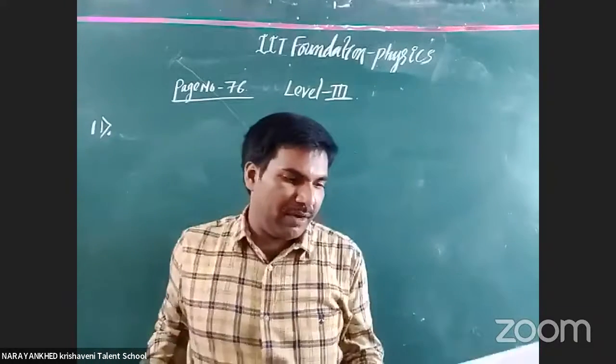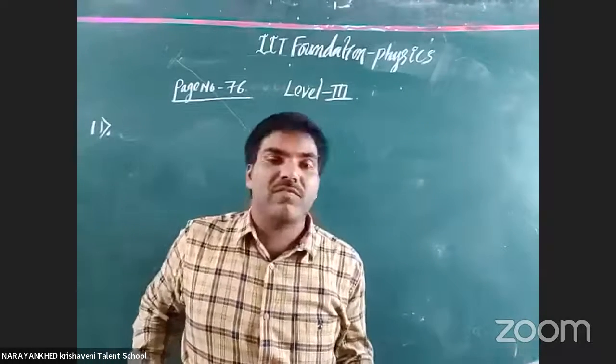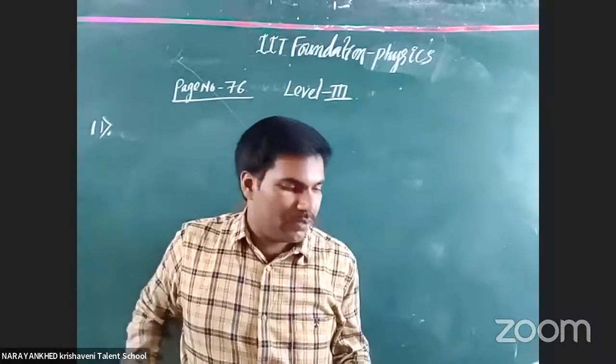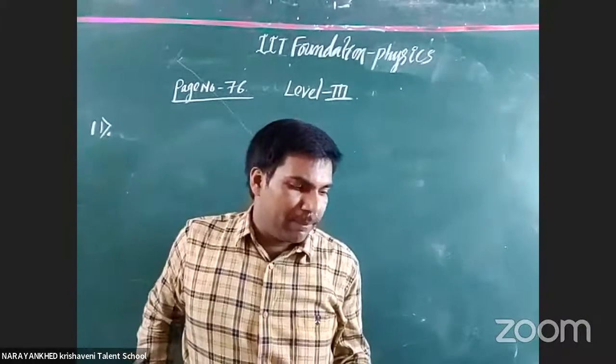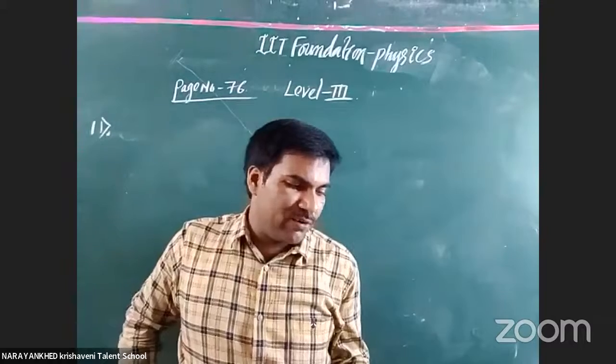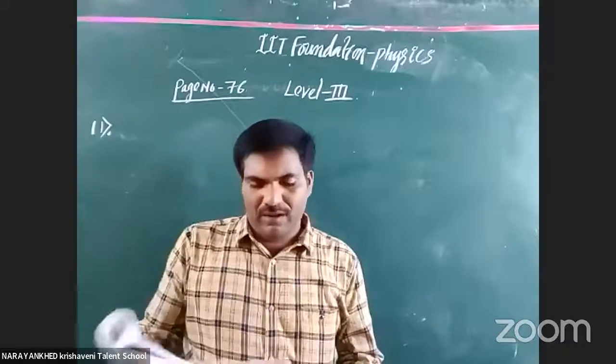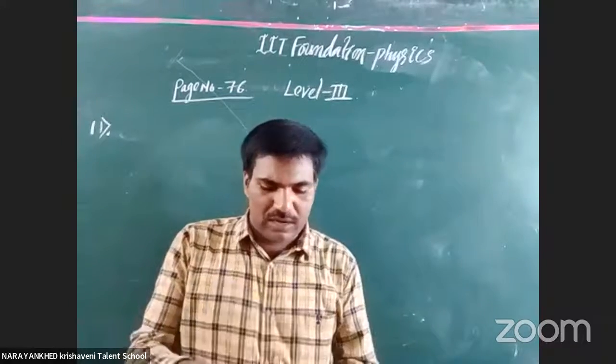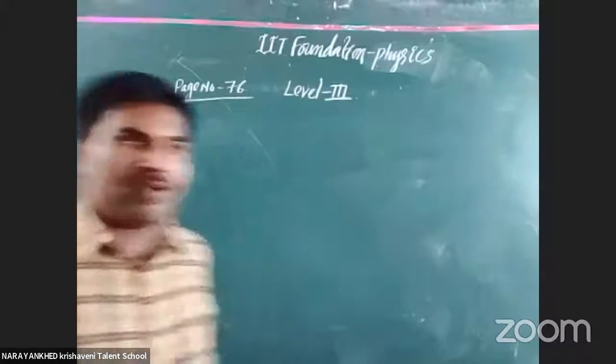A cotton ball and a block of iron are dropped from the same height at the same time. Which one will first reach the ground? The block of iron will reach the ground first, you might think. But you know very well, we have already discussed that both reach at the same time. The 11th answer is C.